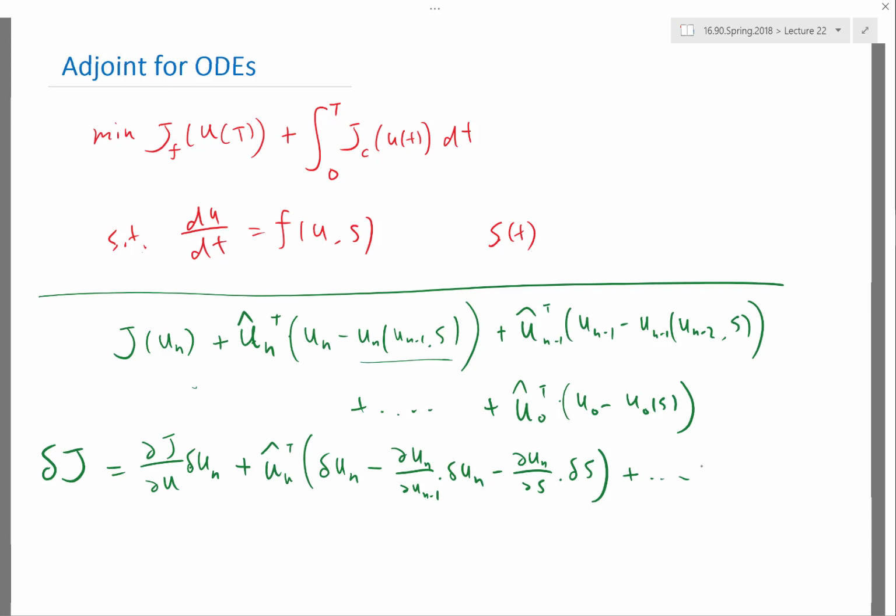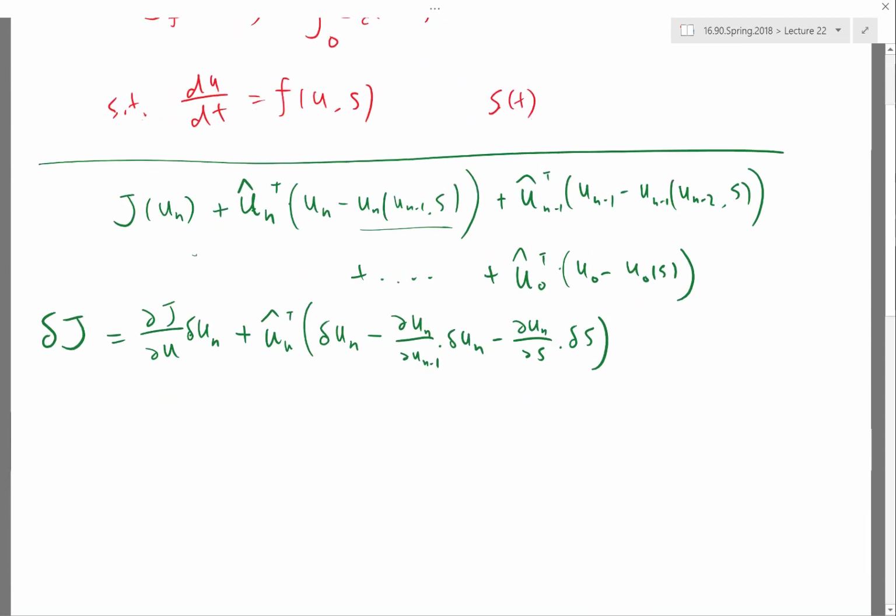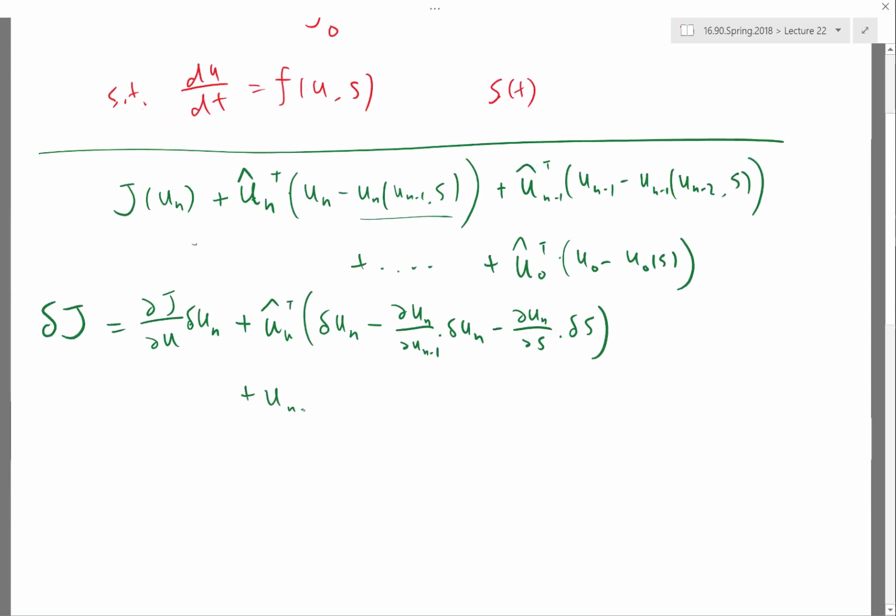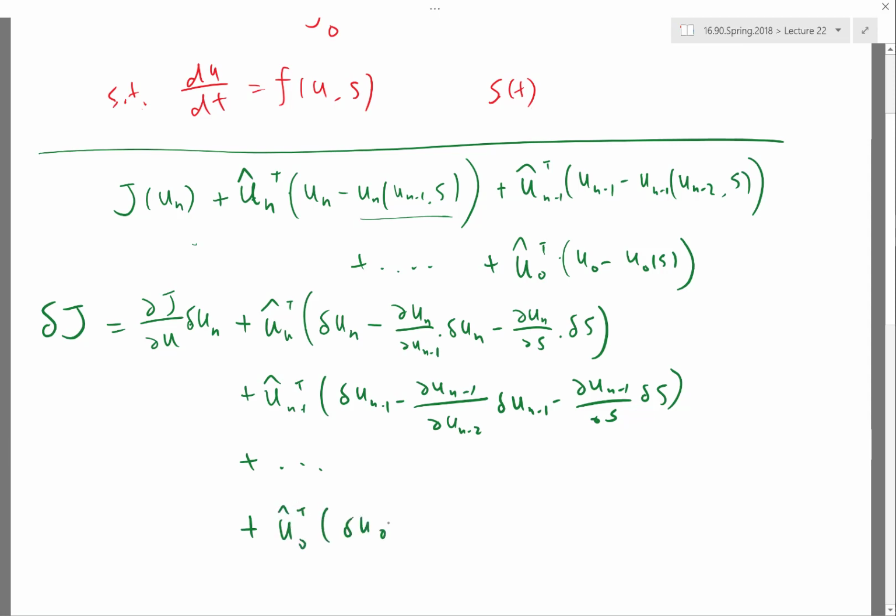Okay, let me just write a little bit more terms just to make it clear what the cancellation would be. So the next term is this times delta U_{N-1} minus partial U_{N-1} partial U_{N-2} delta U_{N-2}, right, plus dot dot dot, and finally I have U0 hat delta U0 minus actually dU0 dS delta S.